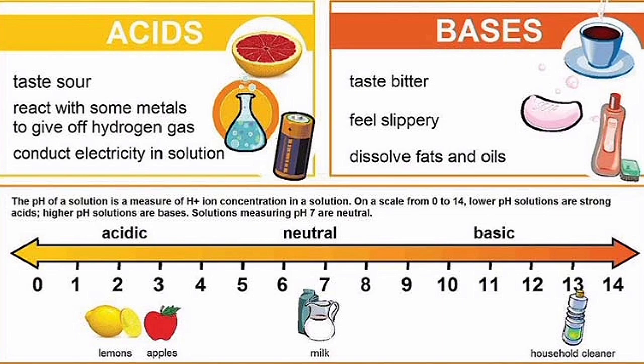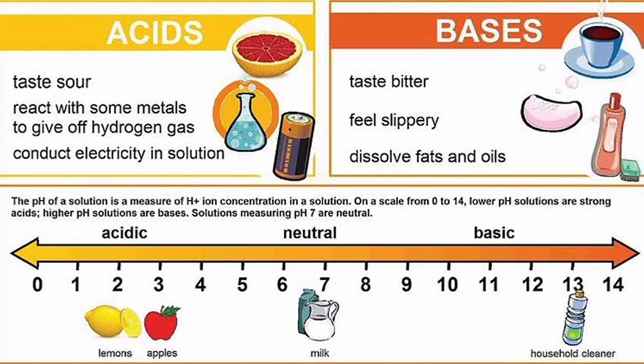Then acids react with trioxocarbonate 4 to liberate carbon 4 oxide. Take note of all this. Acid reacts with metals to liberate hydrogen gas. Acid reacts with trioxocarbonate 4 to liberate carbon dioxide. How do you prepare acids? By the reaction between an acid oxide of a non-metal, that's an acidic anhydride, and water. So if you react an acidic oxide of a non-metal with water, then you form an acid, and that is the general method.